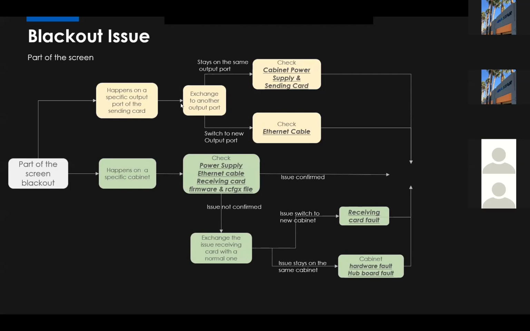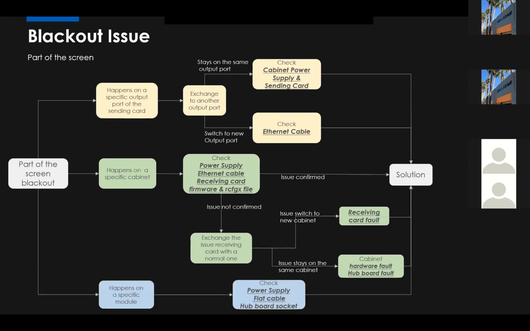Let's say part of the screen blackout. There are 3 cases. Let's say it happens on a specific output port of the sending card, then we just change to another output port to see if it works. Or if it's some power supply issue or sending card issue, switch new parts and check the Ethernet cable. We have many ways.